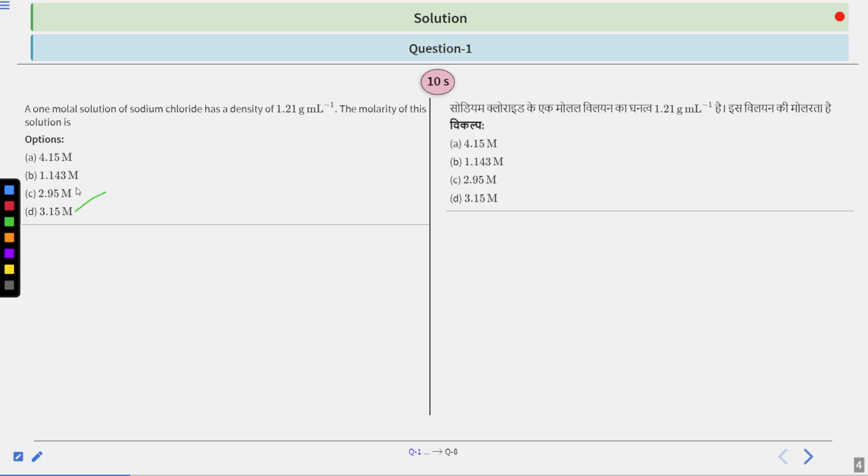Now, what will be the hint for this question? Your molality is given and your density is given. So you can use the molality to calculate the volume. Because molality is what? It is basically the number of moles of solute per kg of the solvent, not the solution, solvent. So using that mass of solvent, you can calculate the volume because density is already given. This much hint is more than enough to solve this question. Your 10 seconds to solve this question starts now.